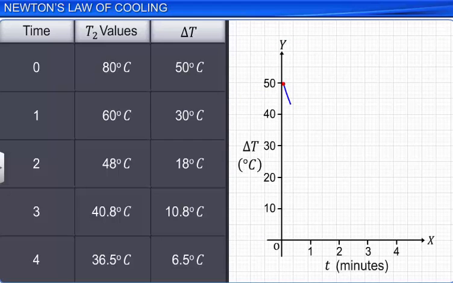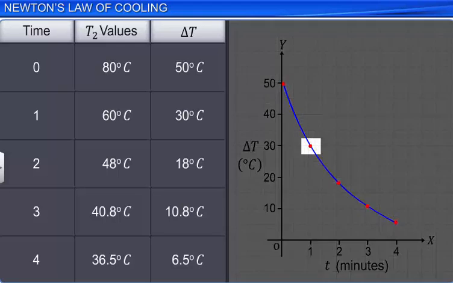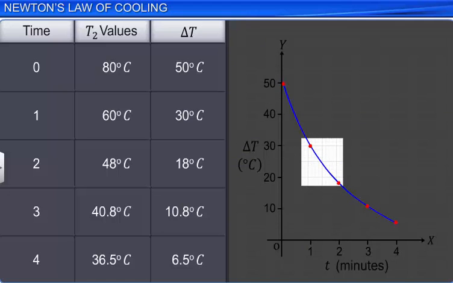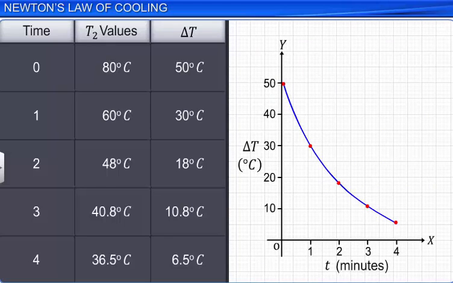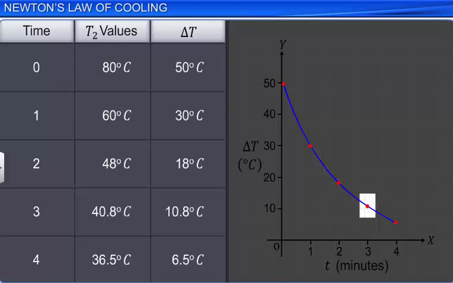The graph indicates that the cooling of water depends on the temperature difference between the water and its surroundings. The greater the temperature difference, the greater the fall in the temperature of the hot water. With the passage of time, the temperature difference between the hot water and its surroundings decreases, and hence the change in the temperature of the water also decreases.